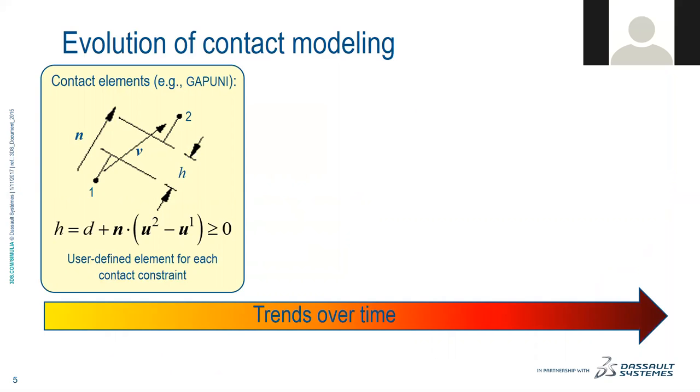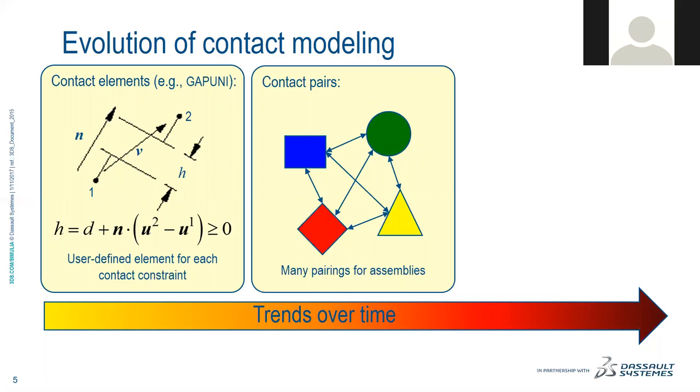Let's start with a quick history of how contact has evolved in Abaqus. It started in the first release in 1978. The first approach was gap unit element contact, basically a point-to-point contact that prevents penetration in the normal direction, mostly used with beam elements. Over time it became more sophisticated. Then came the surface-based approach, which is still used successfully nowadays. You define the contact pair between the surfaces that will interact. But when you have a large assembly or a large number of interactions, it can be a time-consuming and tedious process.